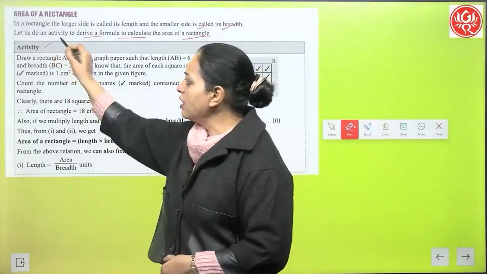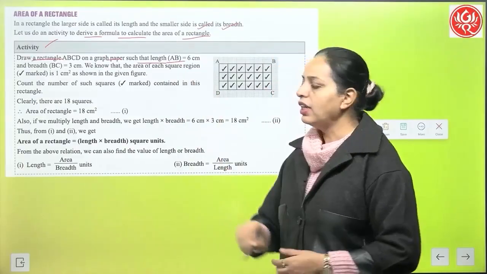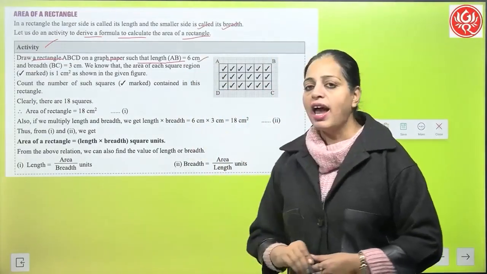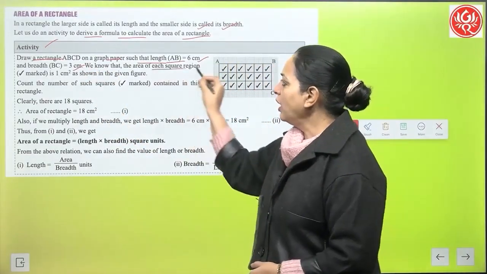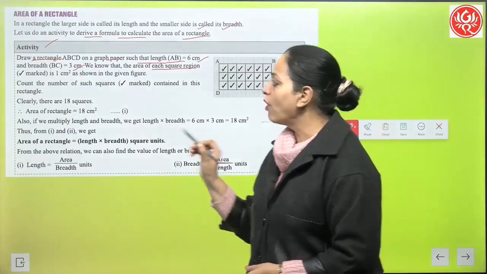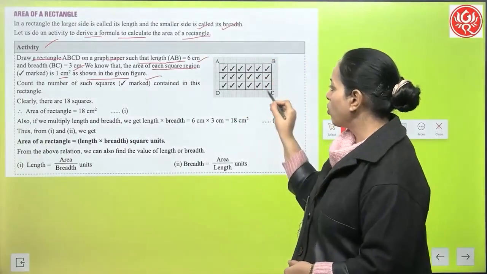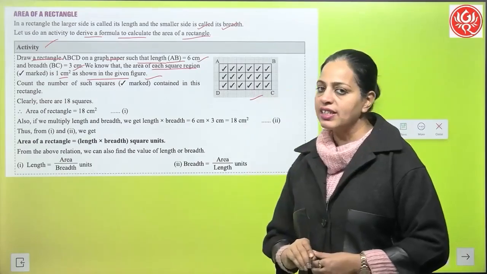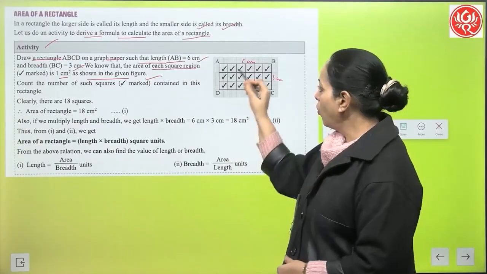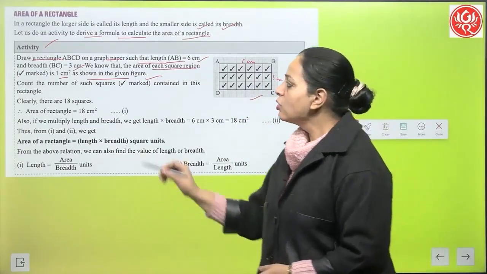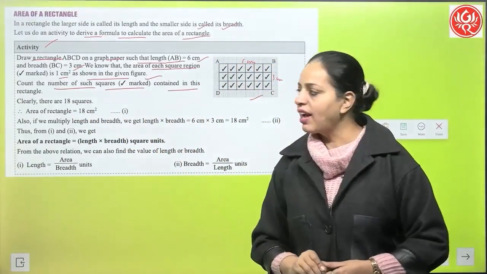Let's start the activity. Draw a rectangle ABCD on a graph paper such that length AB equals 6 cm and breadth BC equals 3 cm. We know that the area of each square region is 1 cm square as shown in the given figure. So here we can draw a rectangle of length 6 cm. This is 6 and this is 3. Okay. Now we can calculate its area. So how? Count the number of such squares contained in this rectangle.